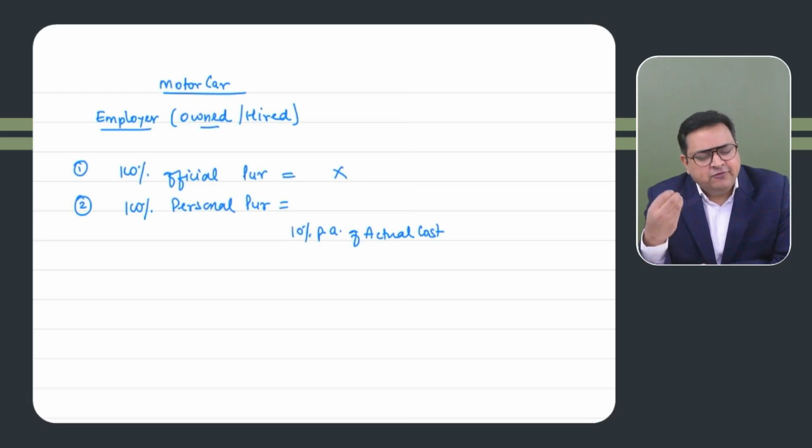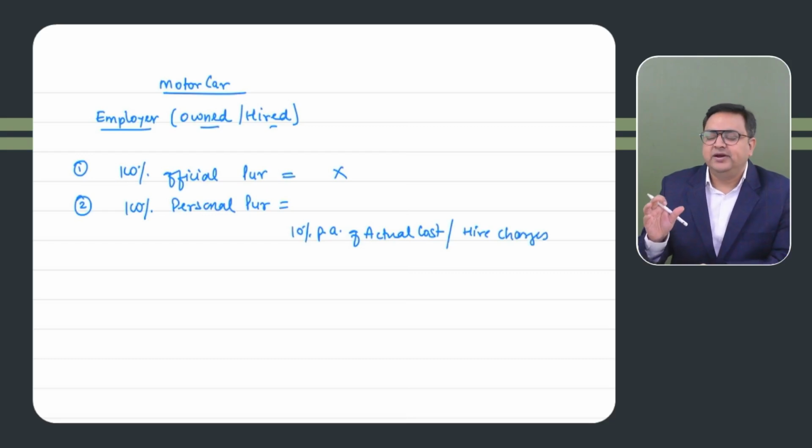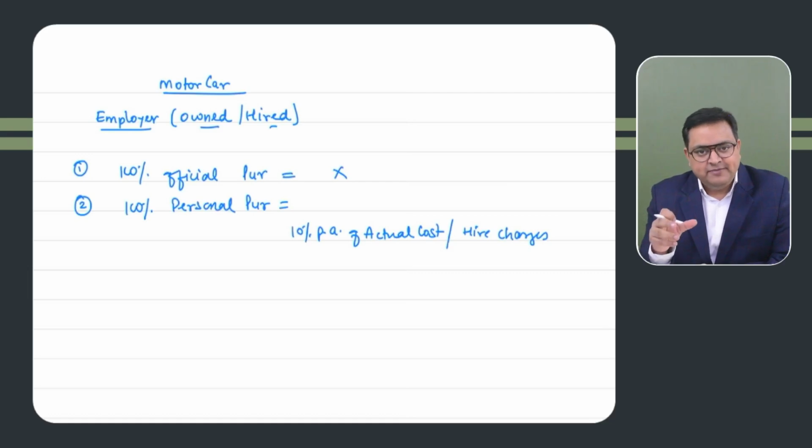If it is provided to you for 7 months, 8 months, 9 months, please do it accordingly. You can simply do, if it is for 6 months, 10% per annum into the actual cost of the car into 6 by 12. That you can easily do. So it should be 10% per annum of actual cost, or if it is higher, then you have to take the higher charges. Guys, I'm again repeating, it is a thumb rule. Whenever an asset is provided to you and it is owned by the employer, 10% per annum of actual cost, not the written down value, or the actual hire charges if it is higher.